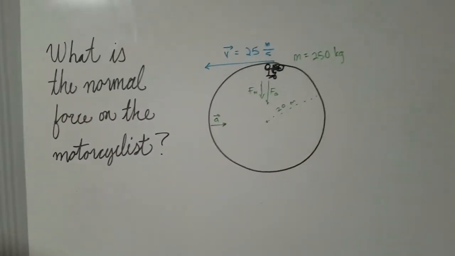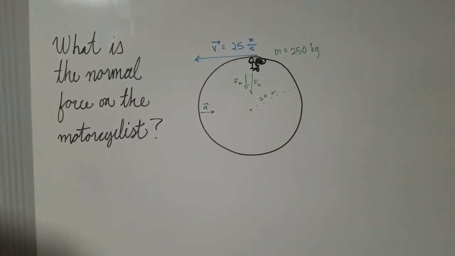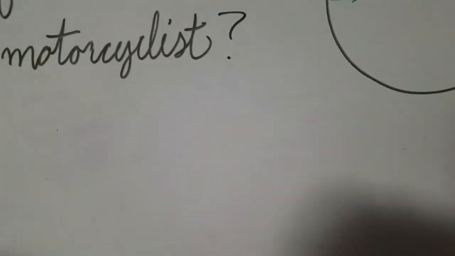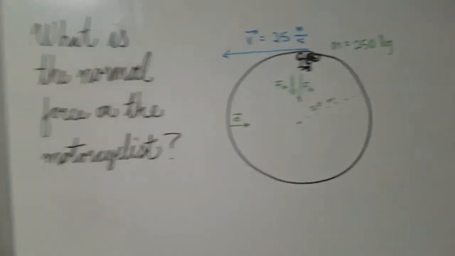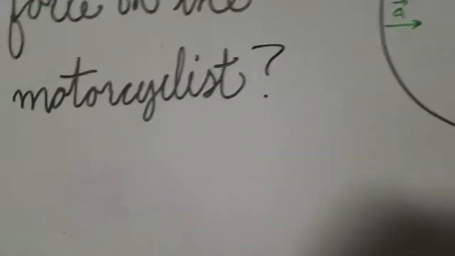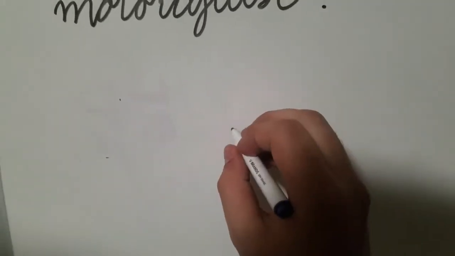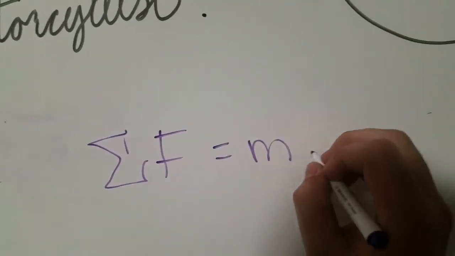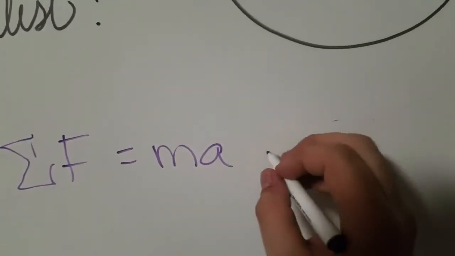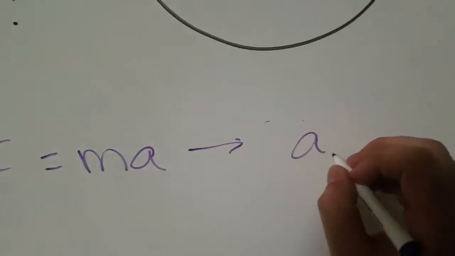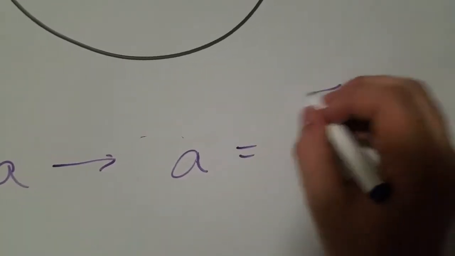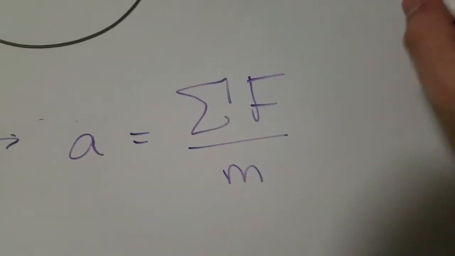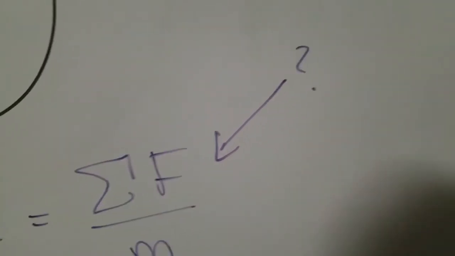All right, so the question is, what is the normal force on the motorcyclist, given all these parameters? We already drew the force diagram. That's always going to be the first step. The second step is going to be to just apply Isaac Newton's second law. So F equals ma. That means that the acceleration is equal to the net force divided by m. Now we have to figure out what the net force is.